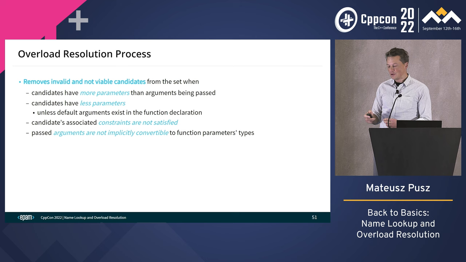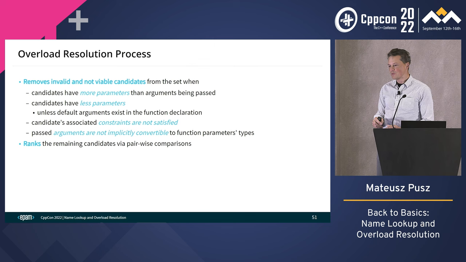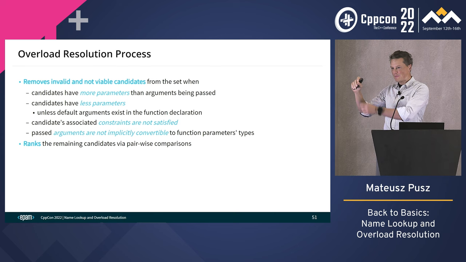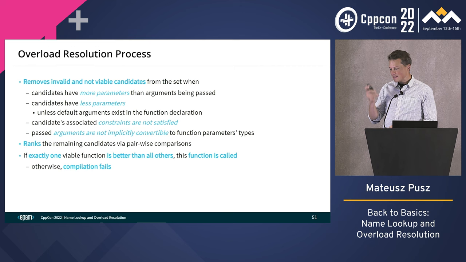So those are removed from the candidate set from the name lookup, and only the remaining ones go through the so-called ranking process that compares pairs of the solutions together. So if you have like 10 different functions in an overload set, all of them are looked at pair by pair, so there's an explosion of comparisons being done here. That's why it's so slow. And the comparison is done argument by argument. If exactly one function is better than all of the others, this function is called, otherwise compilation fails.